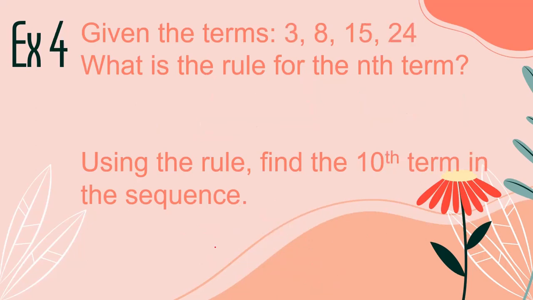Let's try another one. So I got 3, 8, 15, and 24. They want me again to find the rule. So again, I'm going to make my table here. There we go. We're not going up by a constant amount this time. Well, that kind of stinks. How could we get 3? How could 2 become 8?